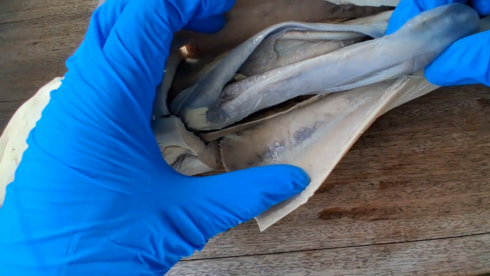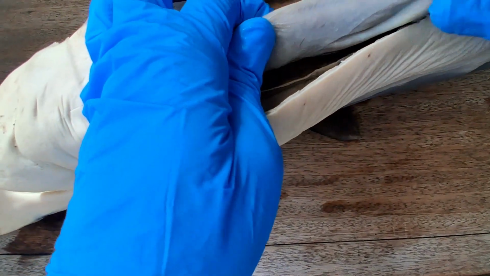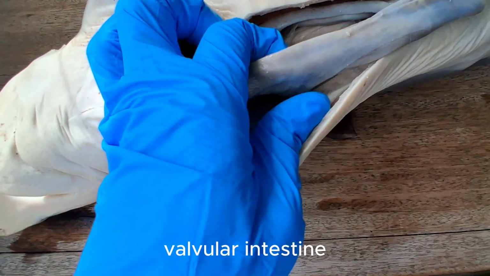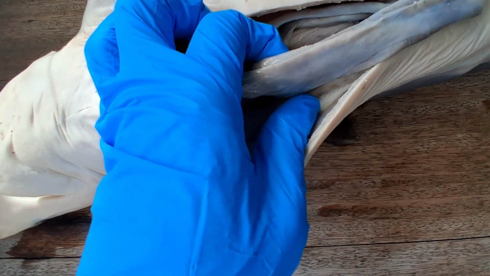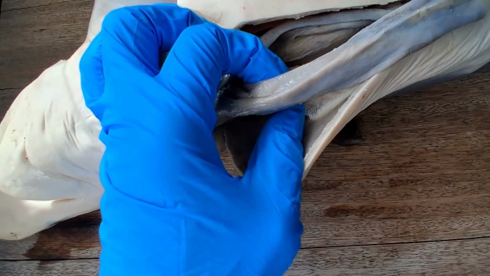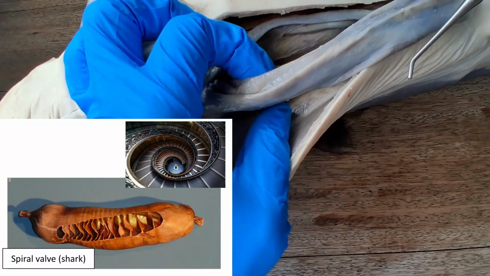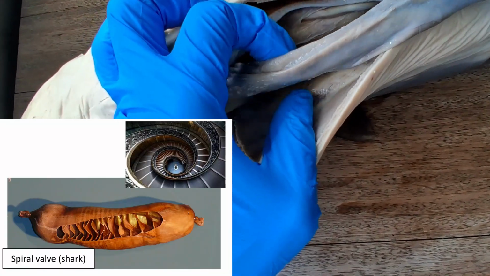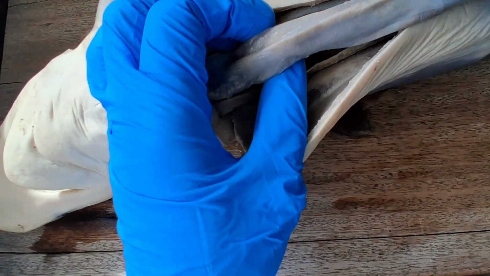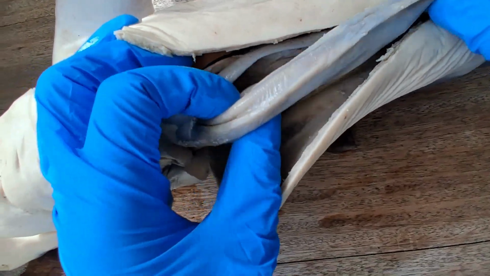Continuous with the duodenum is still part of the small intestine, but it has a special name called the valvular intestine, named after its internal structure. When you open this up, there should be a spiral staircase-like structure there, which slows down the passage of food and practically increases the surface area for nutrient absorption. That's a spiral valve, and that's why it's called the valvular intestine.